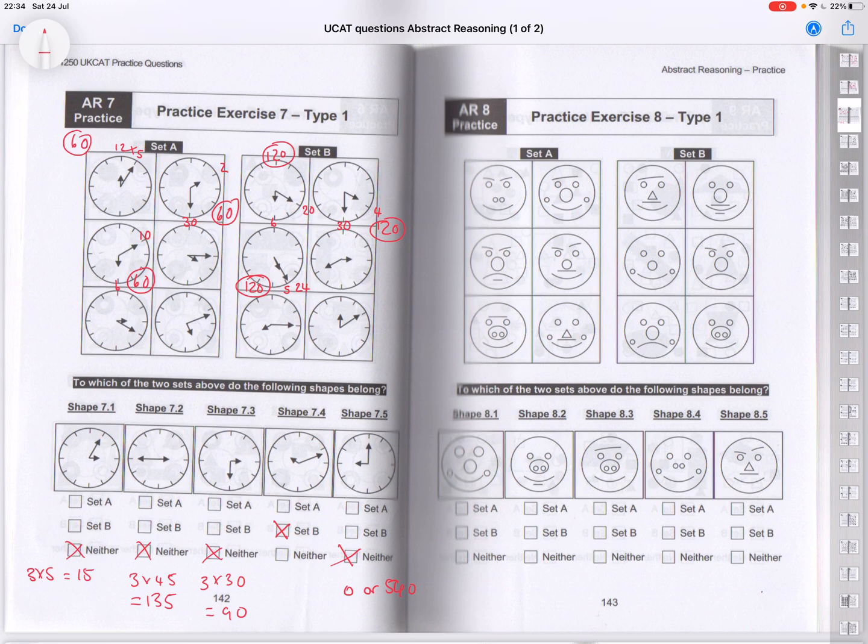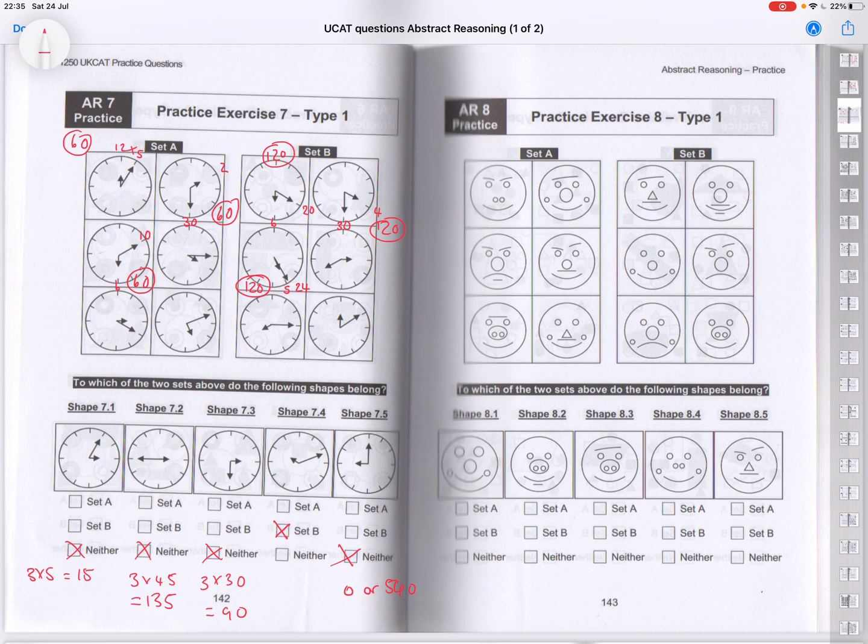And stop. Now, this is quite a sweet one. We've got little faces. When I look at the faces, what I notice straight away is that both set A and set B have a lot of features in common. So both set A and set B have got single brows and double brows. All of them have got eyes, nose and mouth.